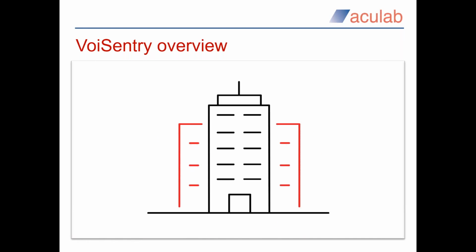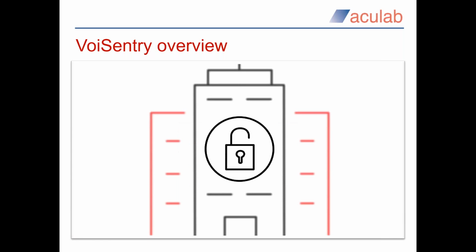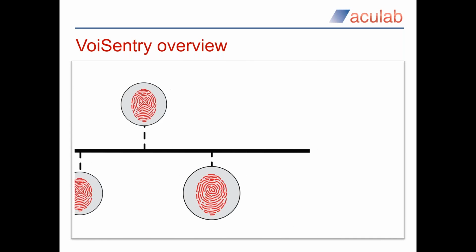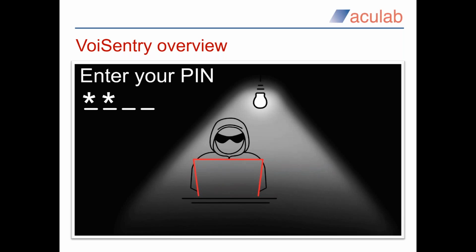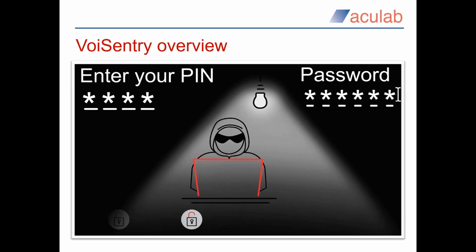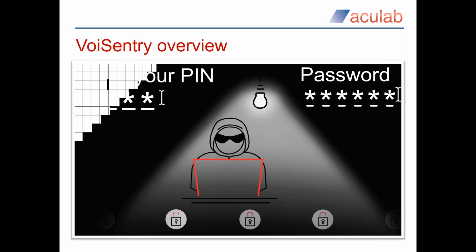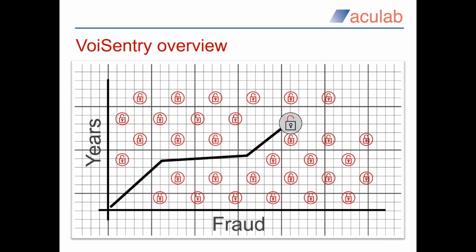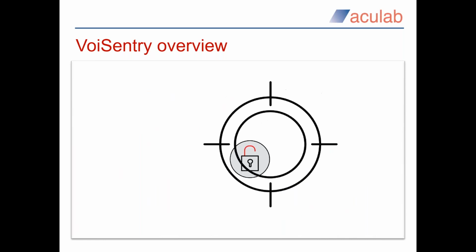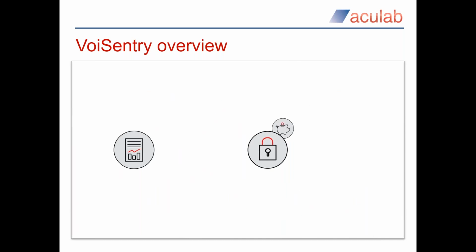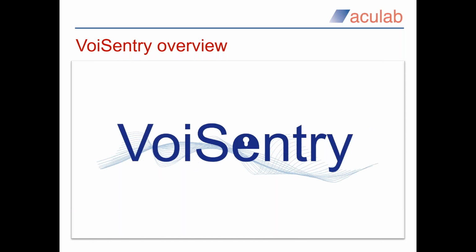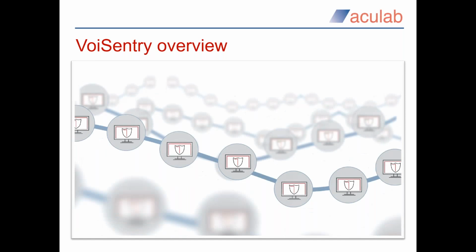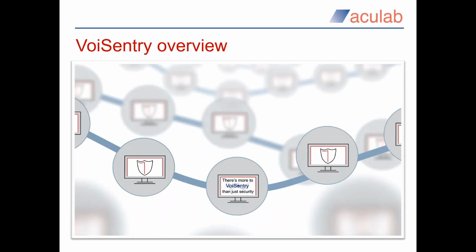Is your business aware of the escalating security threat of identity theft? Criminals target personal credentials, such as PIN numbers and passwords, to carry out many kinds of fraud. It's a problem that's increasing every year, and it's costing companies billions. Which is why it's critical that you provide secure access to user data, accounts, and services. Aculab's VoiceSentry voice biometric system helps you mitigate your fraud risk. But there's more to it than just security.